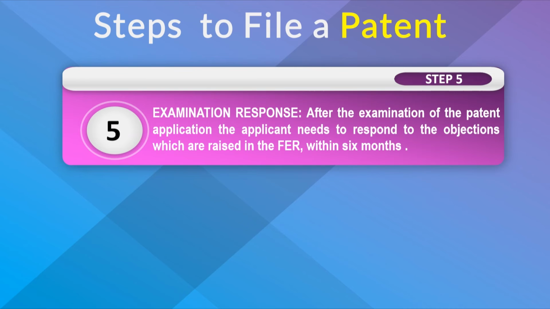The next step is step 5, the examination response. After the examination of the patent application, the applicant needs to respond to the objections which are raised in the FER within 6 months. That means the patent office will send you certain objections which they find in your application, and you will have to respond to these objections, and a time period of 6 months is provided to you for responding to these objections.